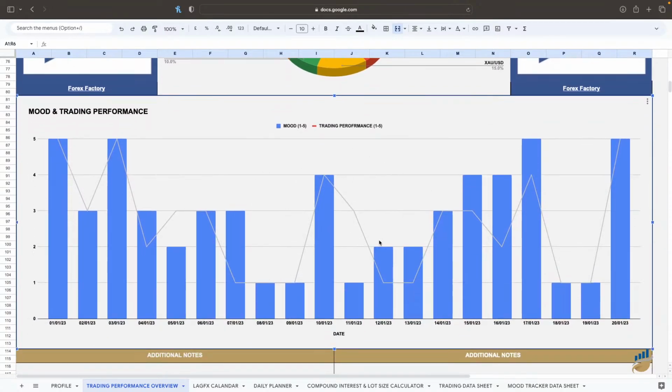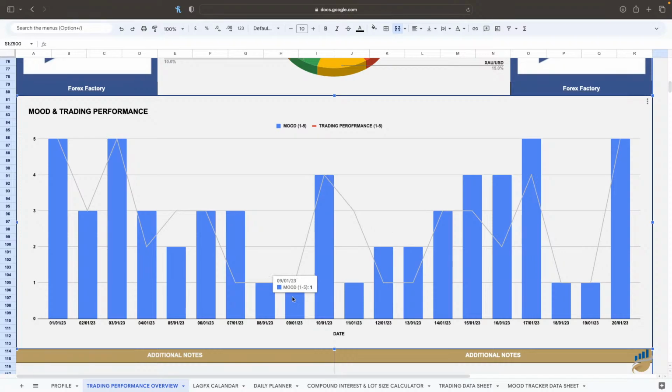Here is your mood and trading performance. What this is designed to do is give us a good gist of how your mood is impacting your trading performance. So when your mood is 5, how's your trading performance? Is your trading performance good? If it is, perfect. It's because of your mood. Your mood is going to assist that.